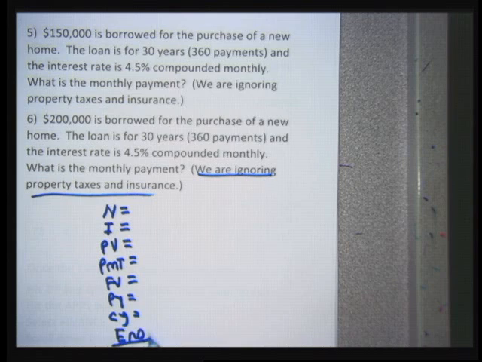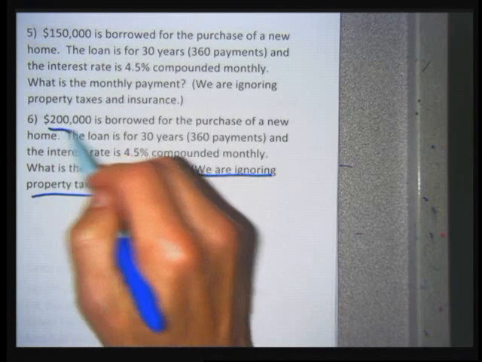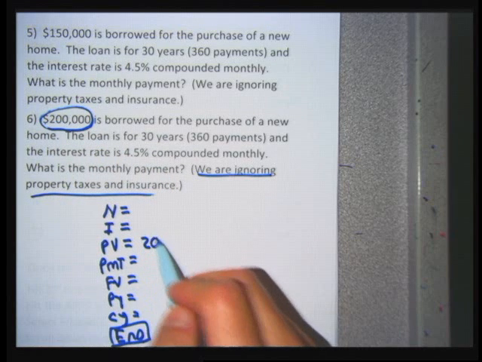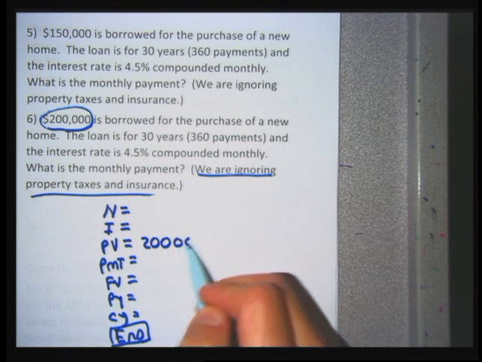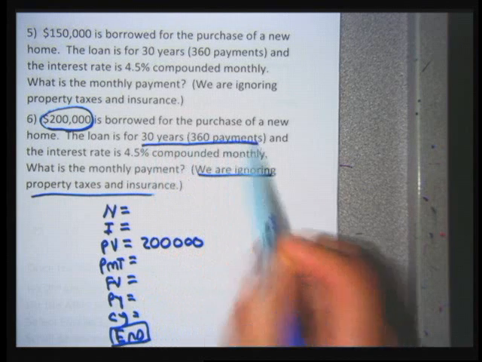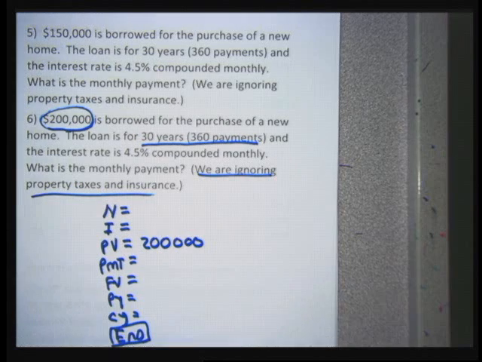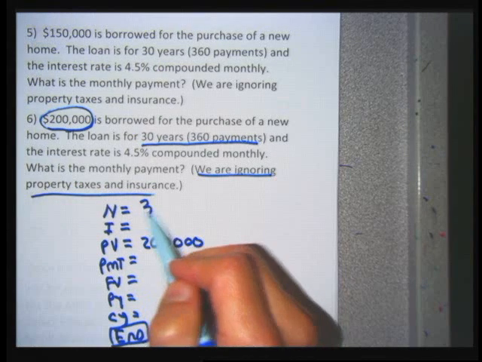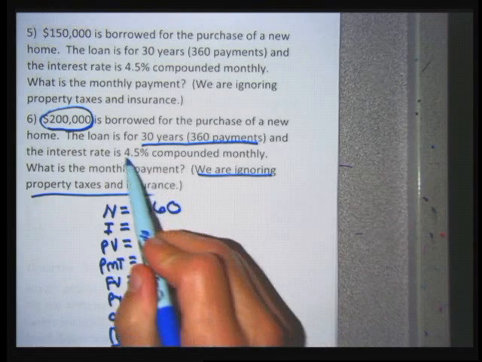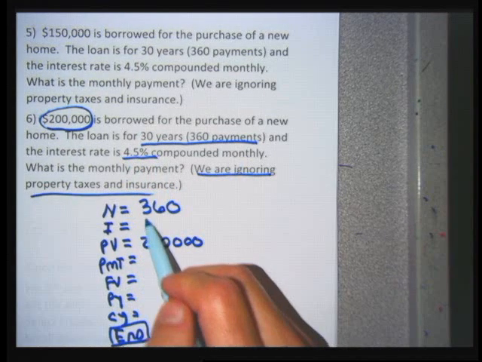So I'm always leaving the calculator on end. As I read through this, the first number I see is a $200,000 loan. So $200,000 is going to be the PV because that's the loan amount. Then 30 years is the same as 360 months, so for the N, I'm going to plug in 360 for the number of payments. And the last number I see is a 4.5% interest rate.